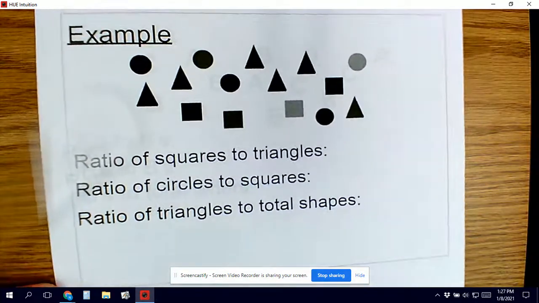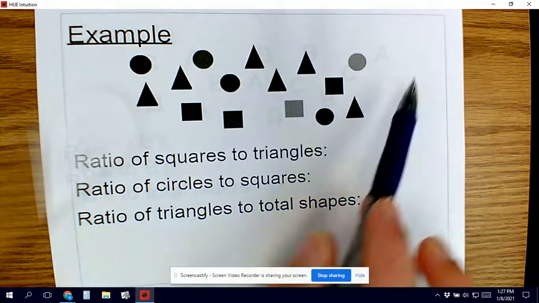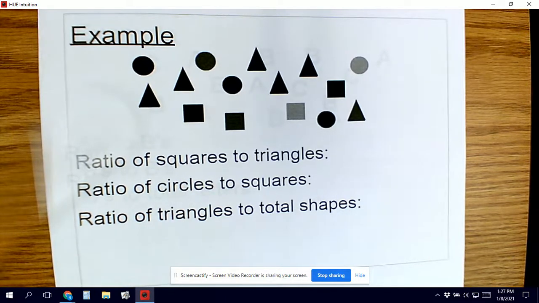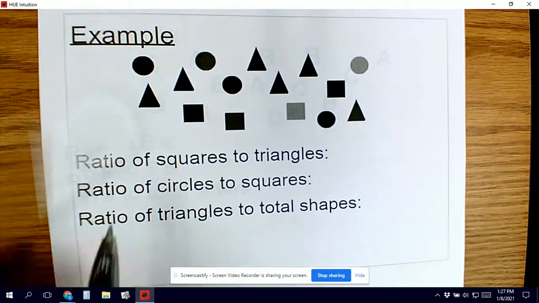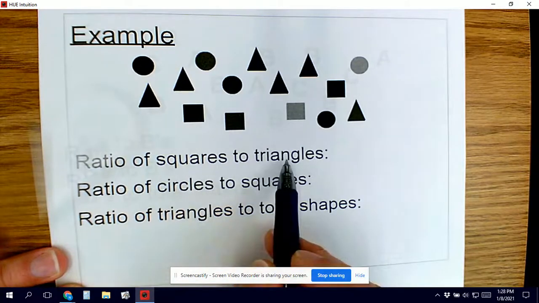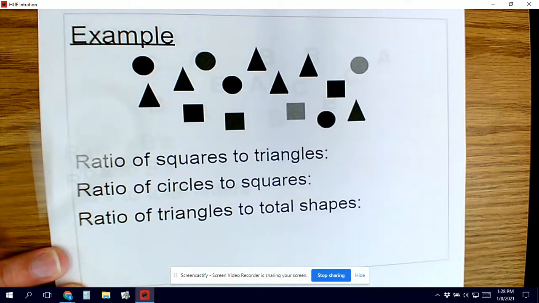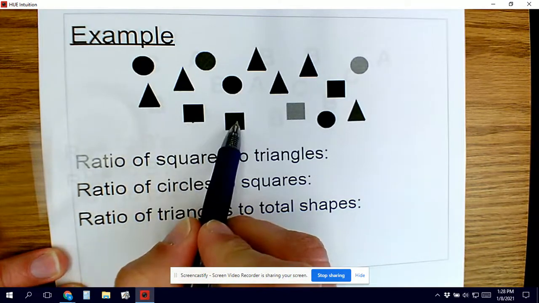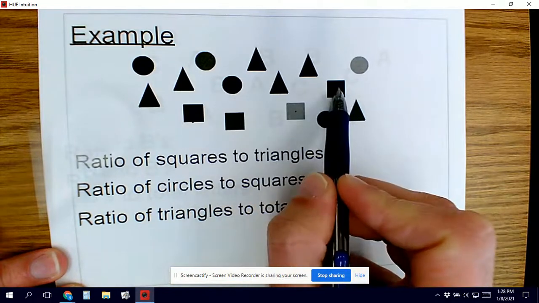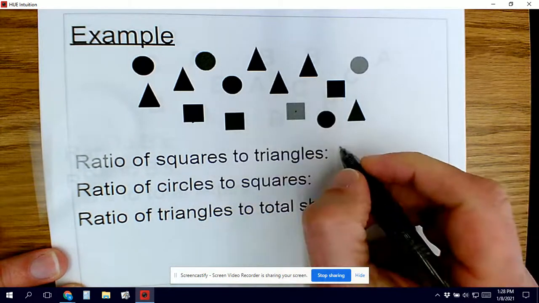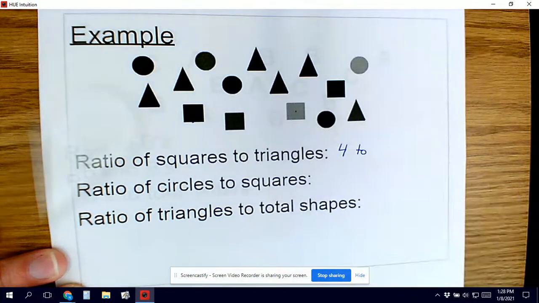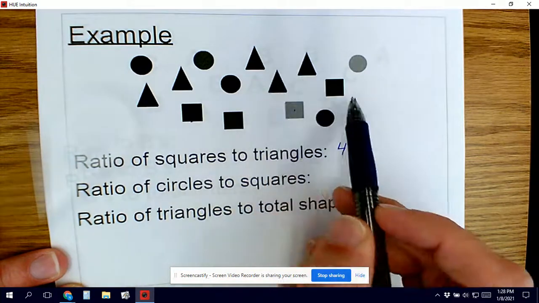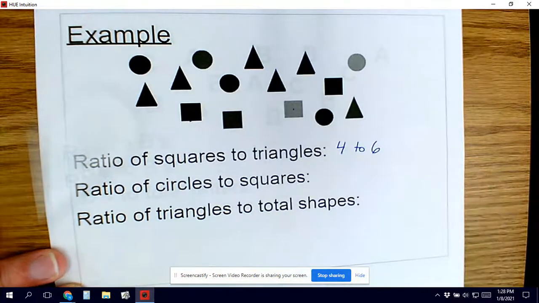All right, let's try a couple examples. On your screen, you should see an assortment of shapes. And we have 3 different ratios that we need to write comparing these shapes. The first ratio is squares to triangles. So I need to go through this pile of shapes and count how many squares there are. Well, I got 1, 2, 3, 4 squares, and we'll count the triangles. There are 1, 2, 3, 4, 5, 6. So we have the ratio of 4 to 6.